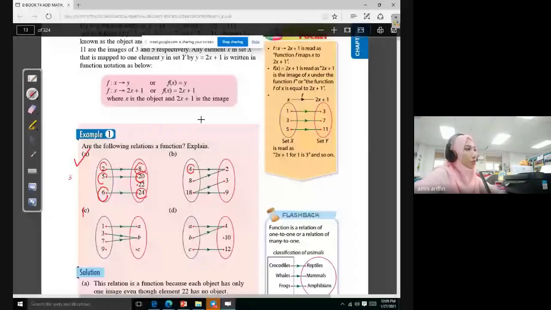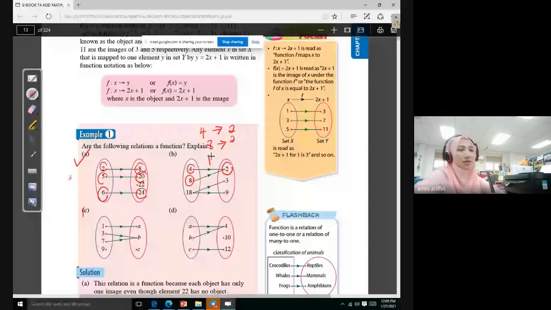Okay, we have 4, dia punya object 2, and then 8, object 8, image dia 2. Okay, macam ni lah. 4, 2, and then 8, dia punya image adalah 2. 18, image-nya adalah 3 and 9. So, this is not a function.